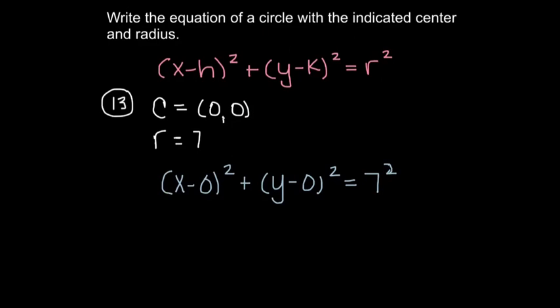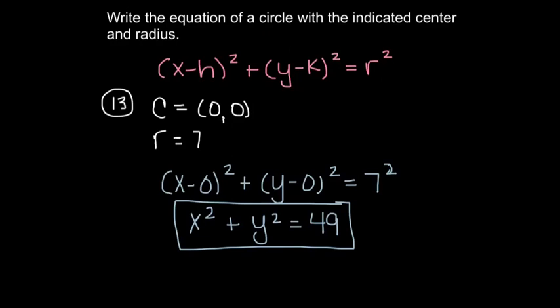I can clean this up a little bit in that x minus 0 is just x, so I can actually rewrite that as x squared. Same thing, y minus 0 is just y, so this can be written as y squared equals 7 squared is 49. So this is the equation of the circle that has center at 0, 0 and radius of 7.